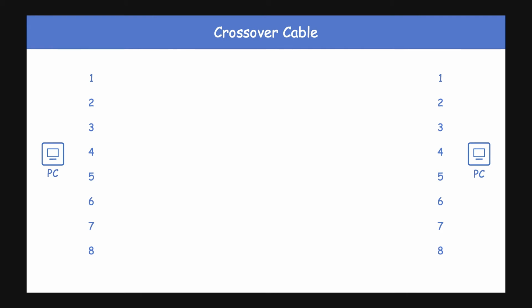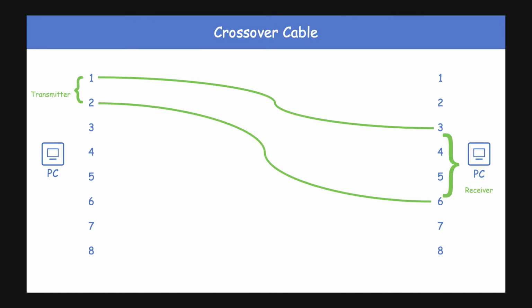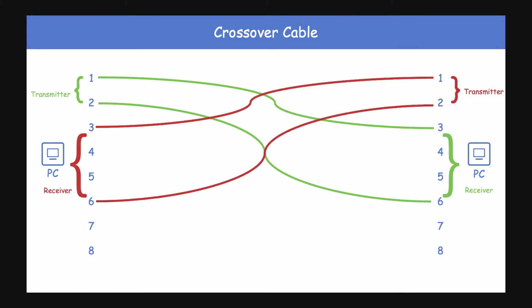For connecting such devices with each other, we need a cable which connects pins 1 and 2 on one device to pins 3 and 6 on the other side, so that the data transmitted using pin 1 and 2 is received by the other side on pin 3 and 6. Such a cable is called a crossover cable. Unlike PCs, routers, servers, etc., devices like switches and hubs receive on pin 1 and 2 and transmit on pin 3 and 6. Therefore, to connect a hub or a switch with one another, like a hub to a switch and a switch to a switch, will also require a crossover cable.